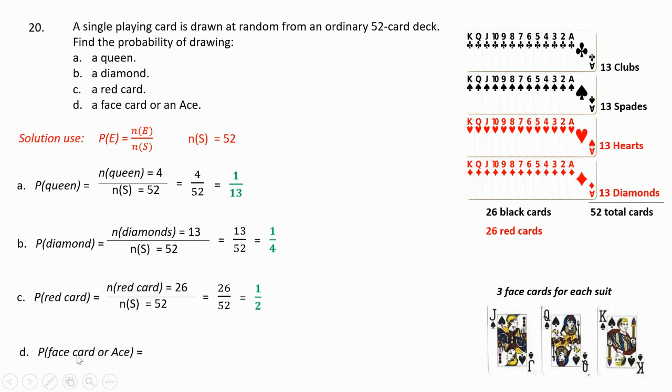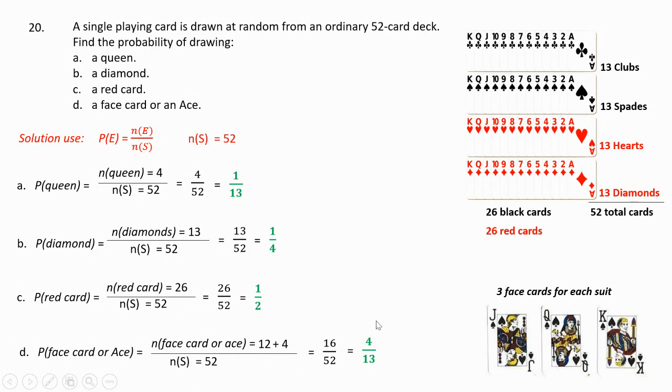Okay. Now a face card or an ace. How many face cards are there? I said there are 3 face cards for each suit. So 3 times 4 is 12. How many aces are there? There's 1 ace in each suit, so it'll be plus 4. Over the sample space, which is 52. So 12 plus 4 is 16 over 52. Then we simplify, so it'll be 4 over 13. This is the answer for part D.